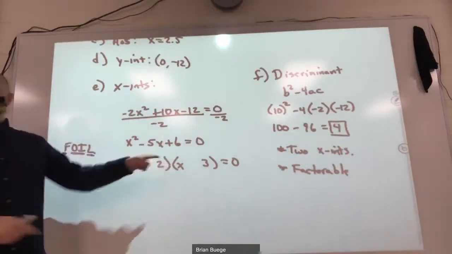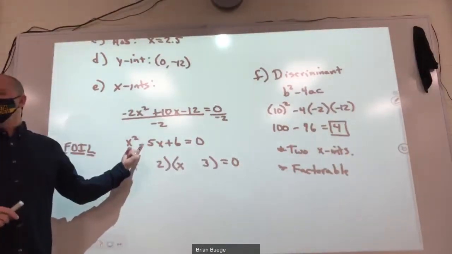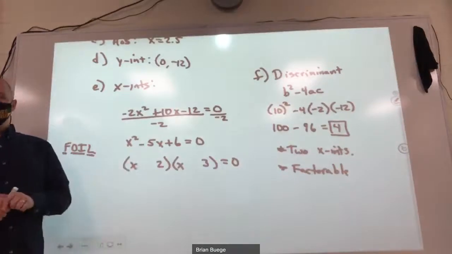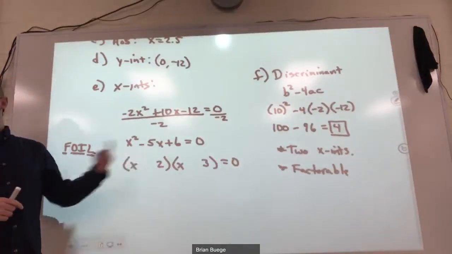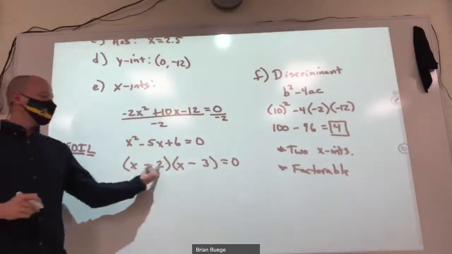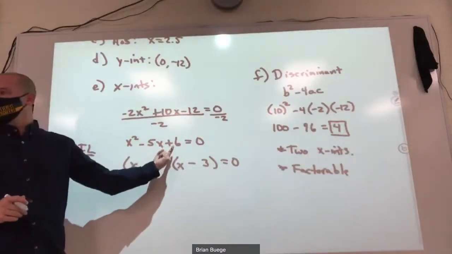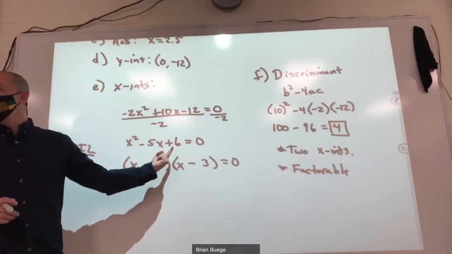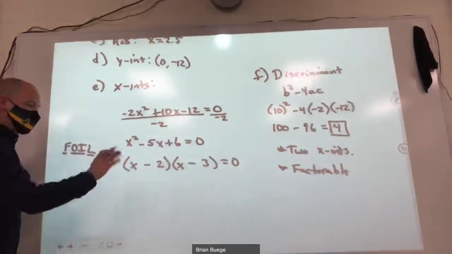So I do get a 2x and a 3x, which I can get 5x from. If the signs are what? I need a negative 5x. Both negative. Now, the other thing to check. When I multiply those, do I get a positive 6? Yeah. I do, okay?